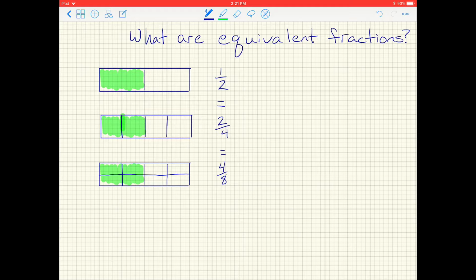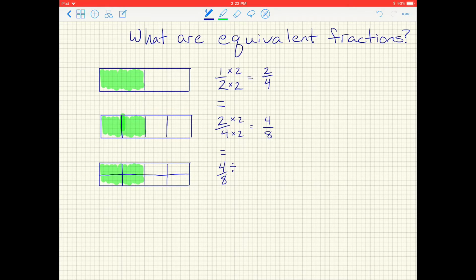So if you don't have the picture handy, you can always multiply both the numerator and the denominator by the same number, and you get that equivalent fraction. So I do the 1 times 2 and the 2 times 2, I get 2/4. They're equivalent. 2/4, well, I'm doing 2's again. Now I get 4/8, which is that other equivalent fraction.